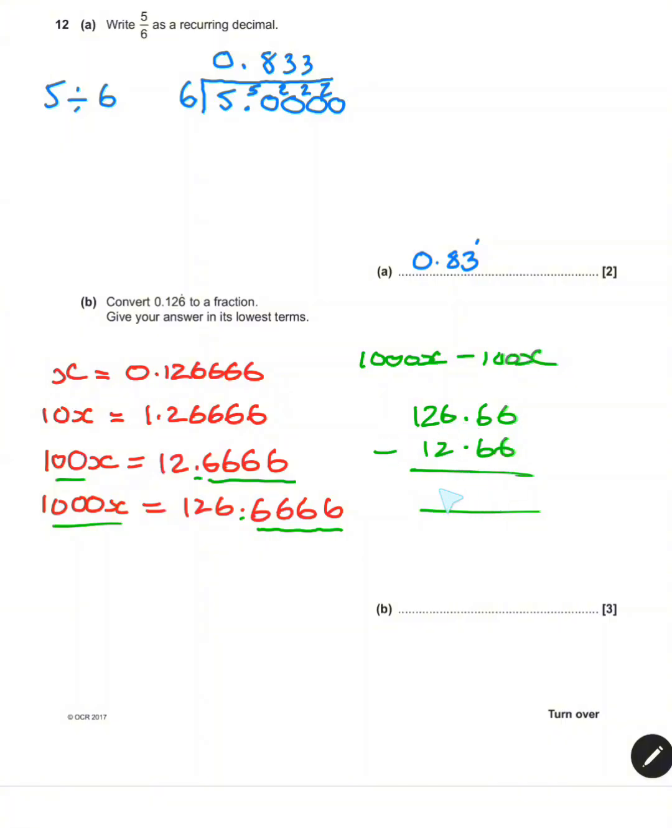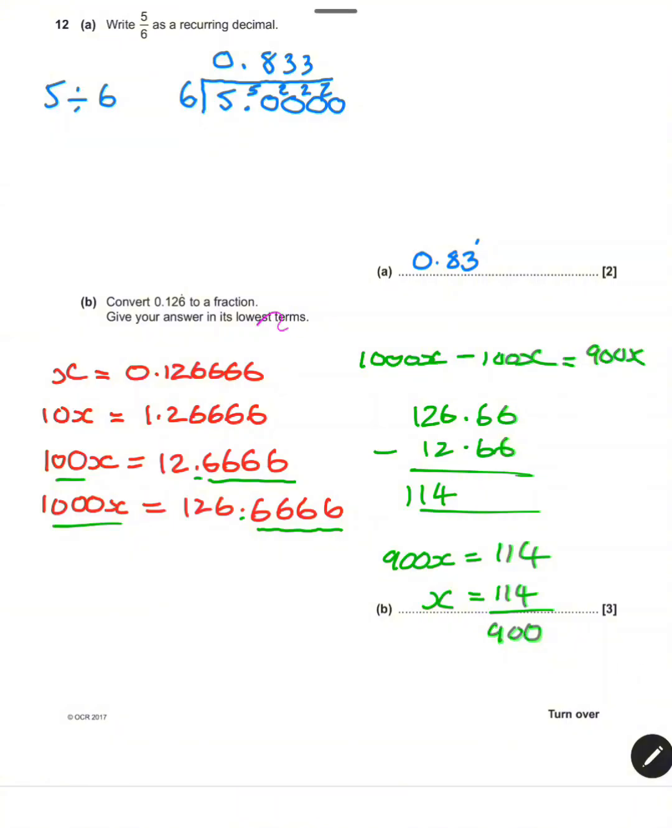6 take 2 is 4. 2 take 1 is 1. And don't forget the 100. So we've got this subtraction coming to 114. We can go back up here and say, well, 1000x take 100x is 900x. We know that 900x equals 114. 1x, our original number, must be 114 divided by 900.